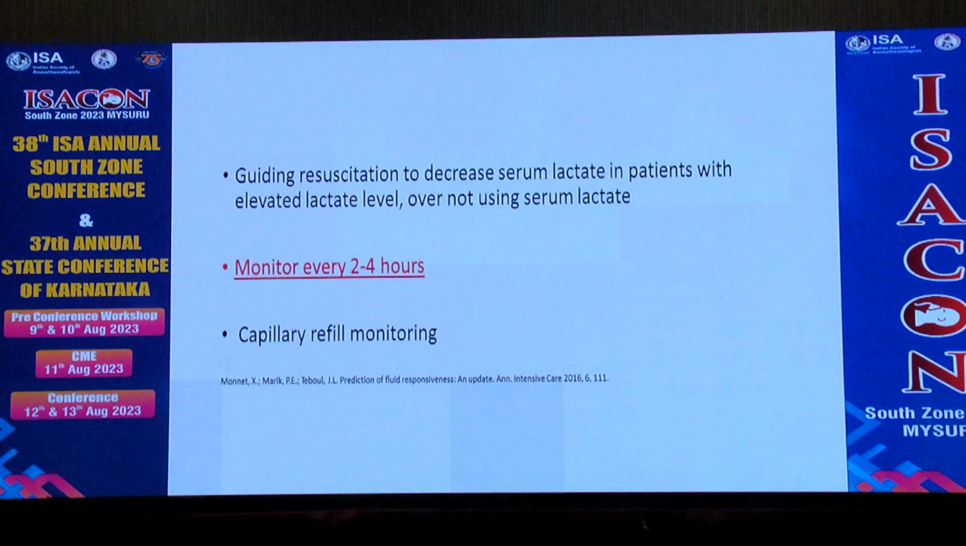But there are some setups where serum lactate will not be available. Don't worry, in those cases the recommendation is to look at the capillary refill. If it is less than 2 seconds, or in the worst case 2 to 3 seconds, it can be taken as normal and it can be monitored.